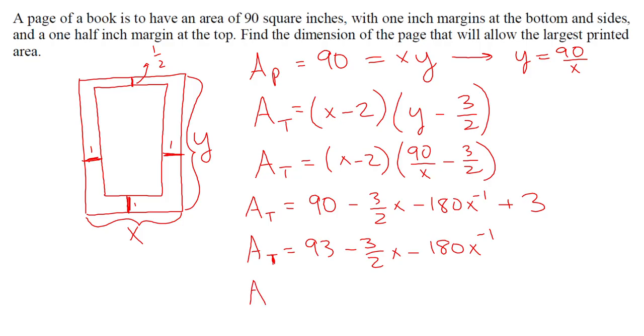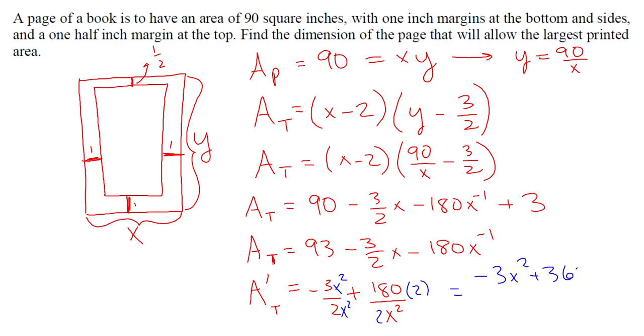A prime sub t is going to be, well, the 93 is a constant, so it'll go away. So we'll just have negative 3/2 plus 180 x to the negative 2, or 180 over x squared. So we'll want to get a common denominator, which means I'm going to multiply by x squared over x squared there, and by 2 over 2 right there, to give me a common denominator of 2x squared. So we end up with negative 3x squared plus 360 over 2x squared.